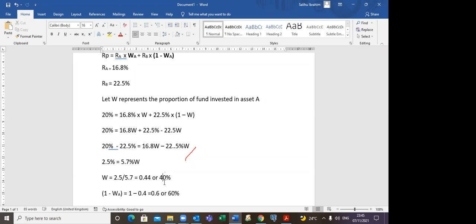Are you confirming it? 20.22. Exactly, 20.22, which is approximately 20%. So if I want to get a return of 20% on my portfolio, I should invest 40% on investment A and 60% of my money on investment B. If I do that, I will get a total return on my portfolio of 20%.